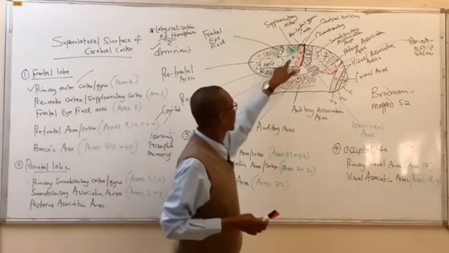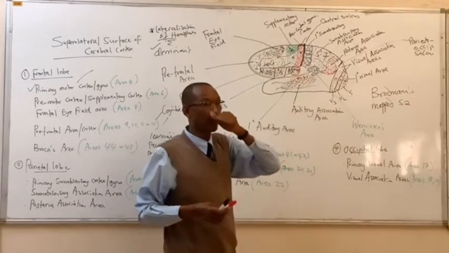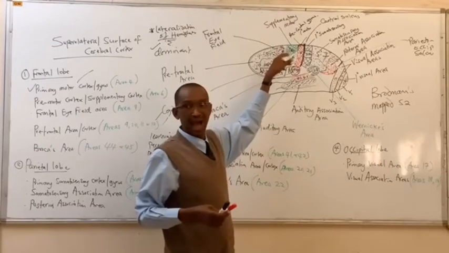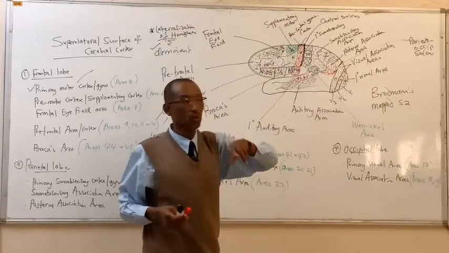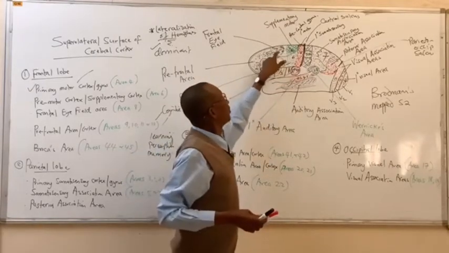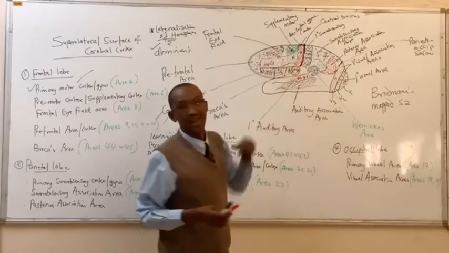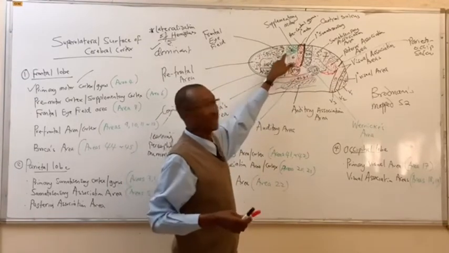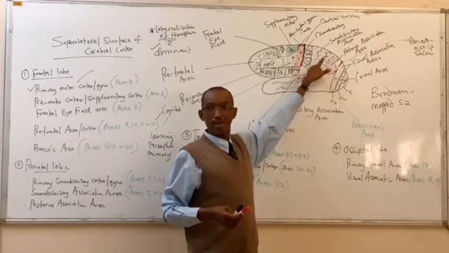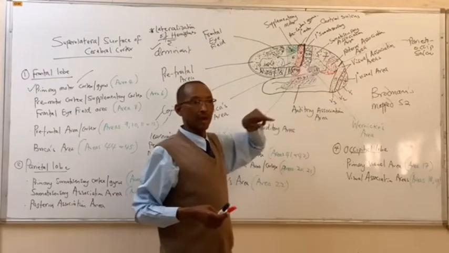So the 6 is the area of both the supplementary motor area and the premotor area. And then the frontal eye field area is area 8. And that's why you see 6, 7 is jumped, and the 7 is also here. So it is on the parietal lobe.